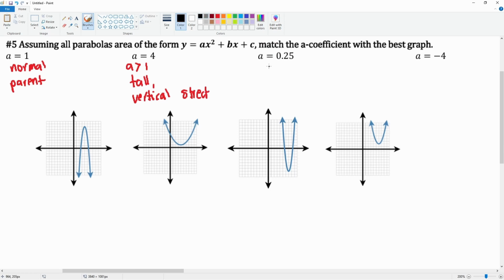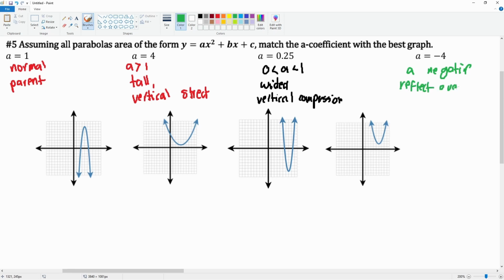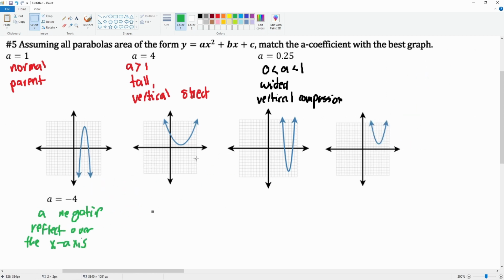0.25, that is in between 0 and 1. This is when it is very wide. As a result of being wide, it was vertically compressed. And the last one, this is when a is negative. A is negative. This is the one that is reflected over the x-axis. All right, so the only one that is reflected over the x-axis is this one, the first one.